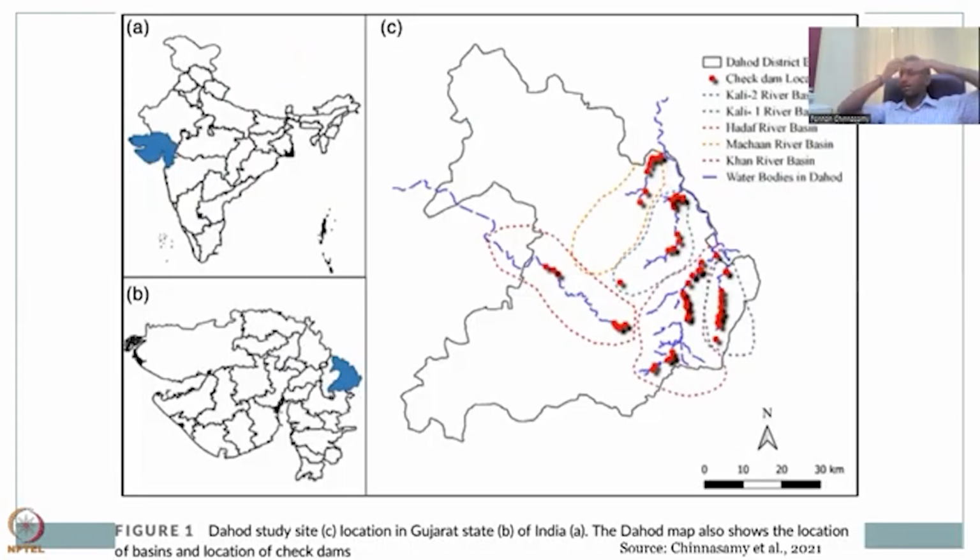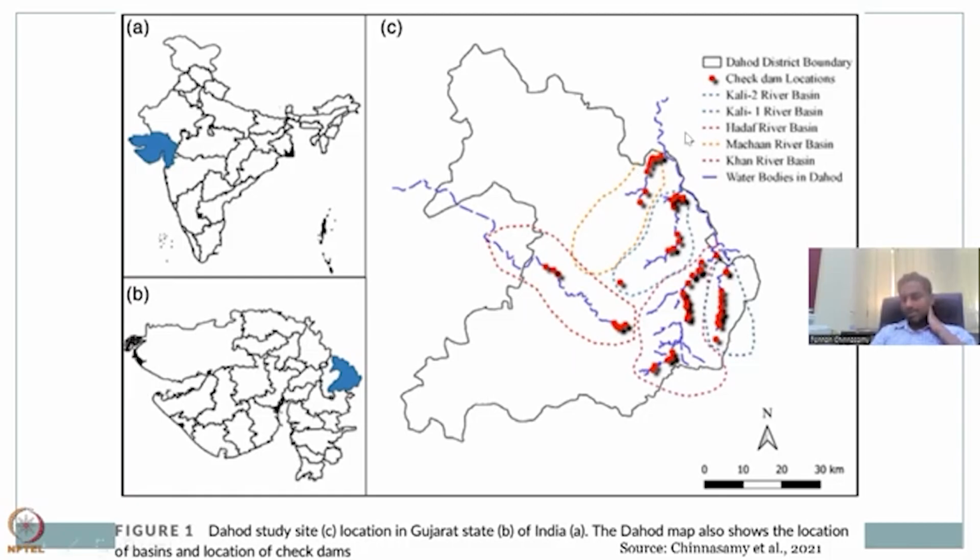So let's take this case study. We have worked on the Dahod district, and you can see Dahod is part of Gujarat. Gujarat is in blue in color. Then we have the Dahod region, which is this part, again blue in color. And then we have different small river basins that have been demarcated roughly from the data they had. We can also take a DEM and then do the watershed analysis. But also what you found is there are a lot of check dams.